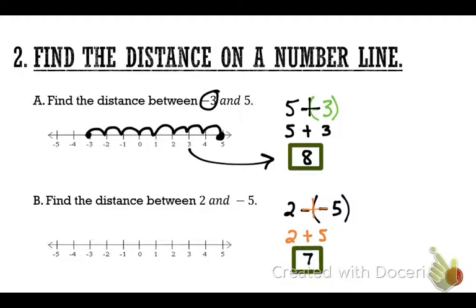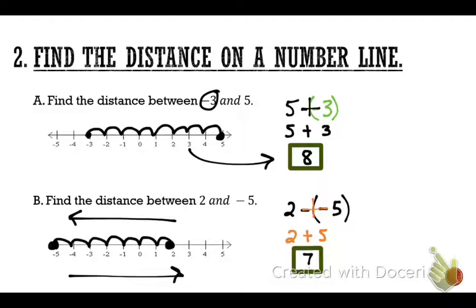Let's start with the 2 right here. And then we're trying to find the distance between that and the -5. Now, I am going to be hopping backwards, so hop with me. Here we go. 1, 2, 3, 4, 5, 6, 7. Listen, that is the exact answer we got right there. It does not matter if you are hopping in a negative direction or in a positive direction. Anytime you're finding distance, it's always going to be a positive number.